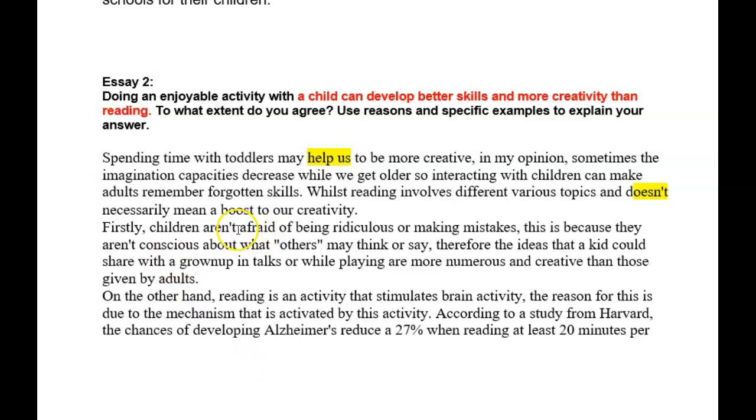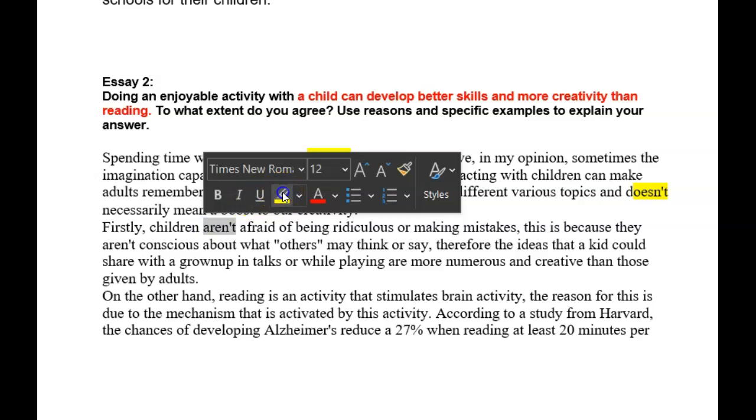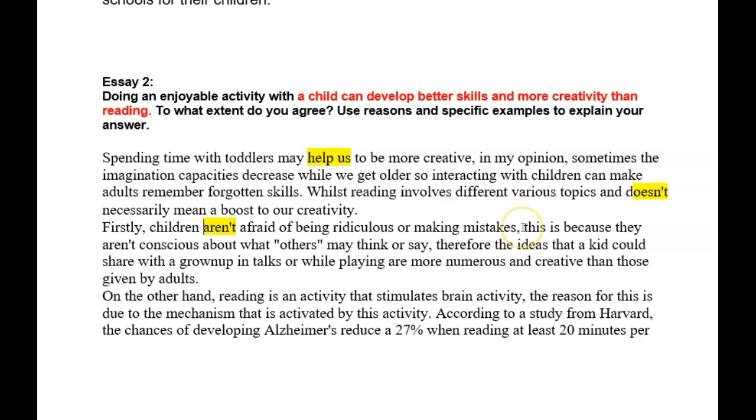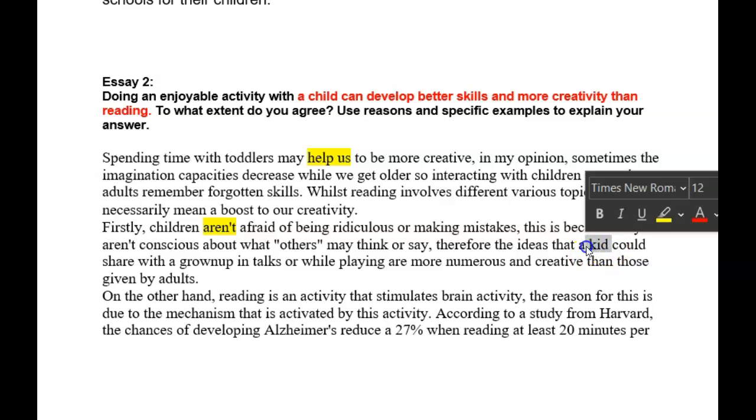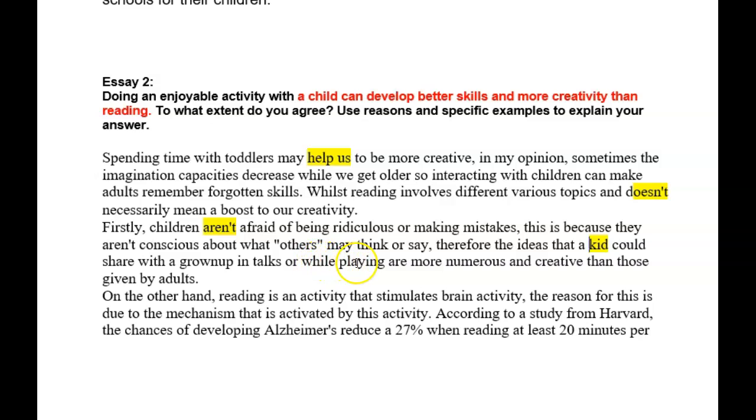Firstly, children may not be, so no contractions ever, may not be afraid of being ridiculous or making mistakes. And this is because they are less conscious maybe about what others think or say. Therefore, the idea is that a child or young child, don't use kids, they're not academic, could share ideas with a grown-up while playing are more numerous and creative than those given by adults. Okay, it's nice English, this.